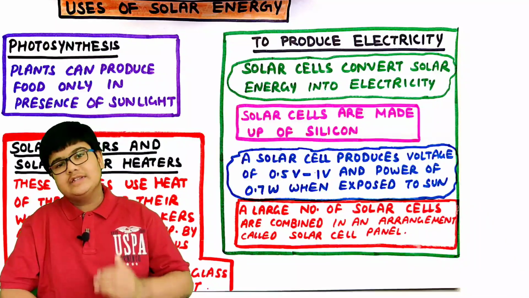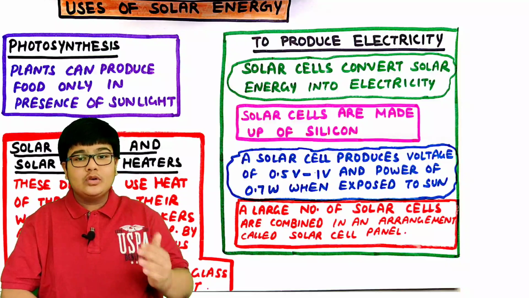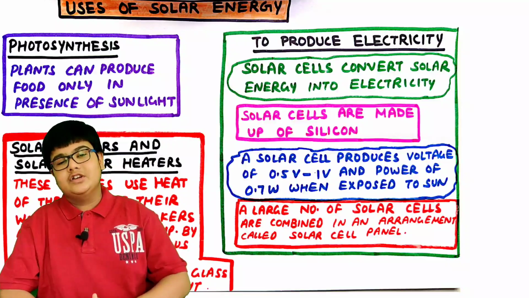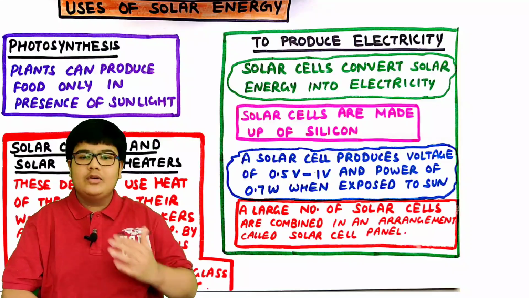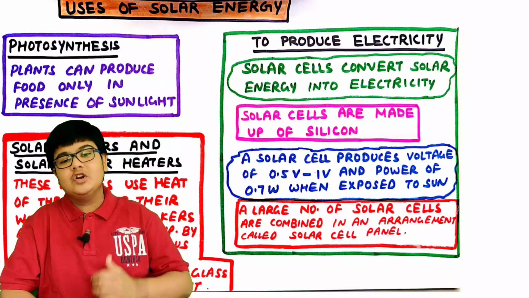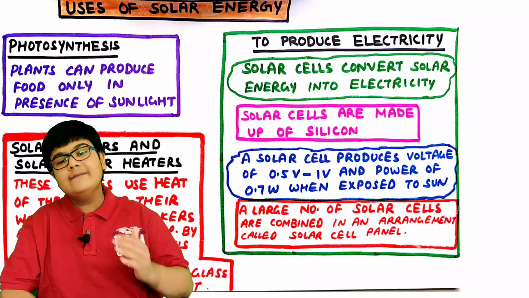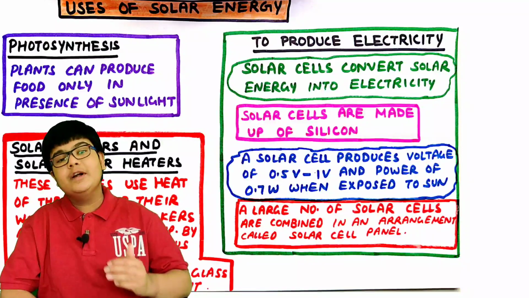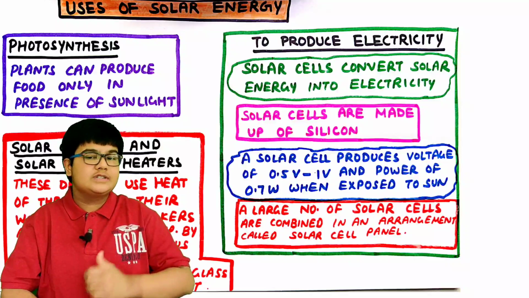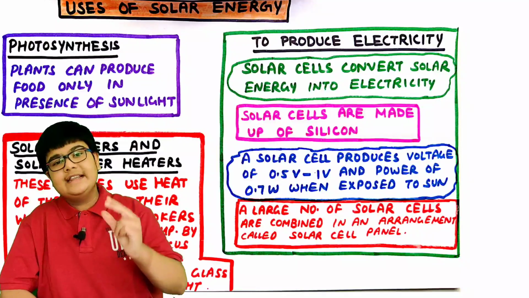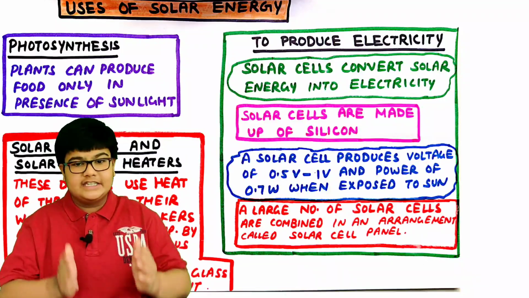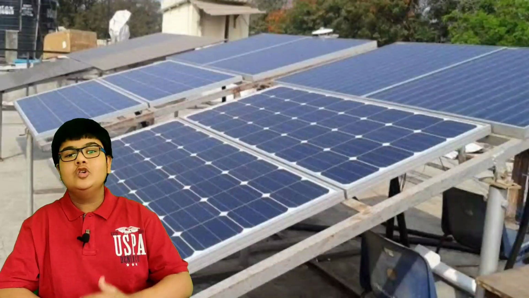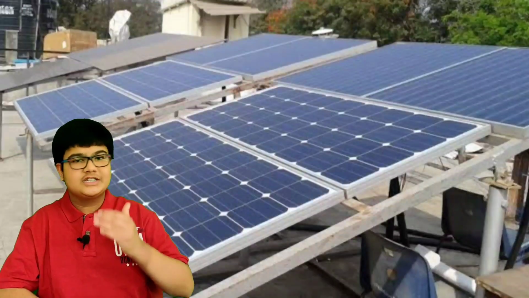Third, to produce electricity. Solar cells convert solar energy into electricity. Solar cells are made up of silicon. A solar cell produces voltage of 0.5 volt to 1 volt and power of 0.7 watts when exposed to sun. As this is very less, a large number of solar cells are combined in an arrangement known as solar cell panel to produce electricity on a commercial scale.